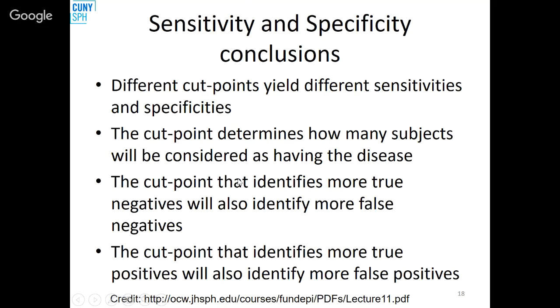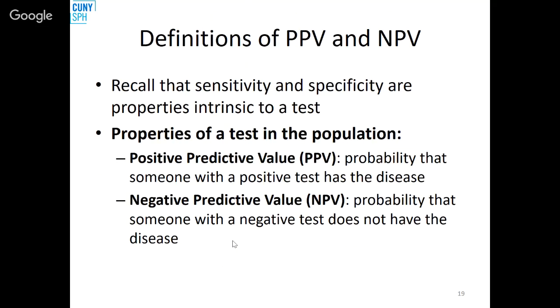So this trade-off is either between sensitivity and specificity, or between true negatives, false negatives, and true positives. And a cut point that identifies more true positives, so less strict, will also identify more false positives. So these have all been what I call intrinsic properties of the test.